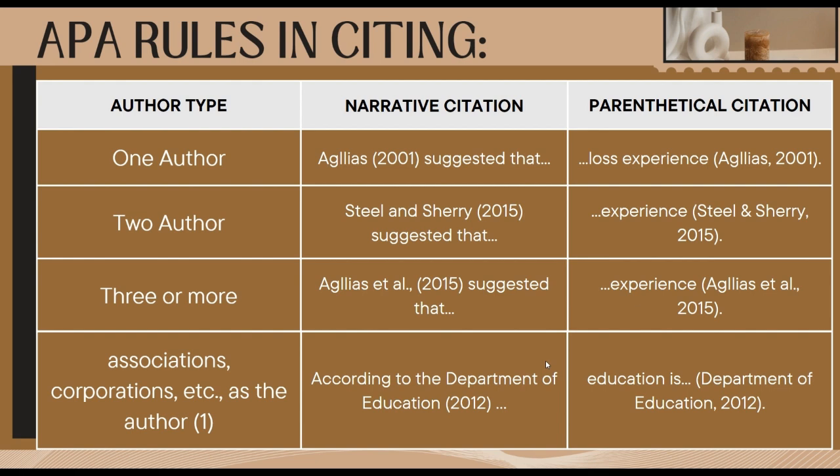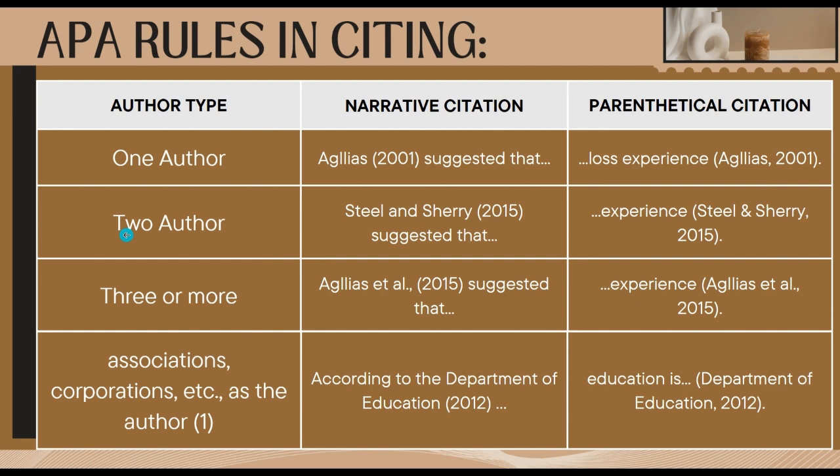Let's elaborate further on the APA rules in citing. If you have one author, then the author's surname and the publication year, including the parentheses, is found at the beginning if you have narrative citation. And if we use parenthetical citation, the author's surname, comma, the publication year is both enclosed in the parentheses and it is situated at the ending of each statement.